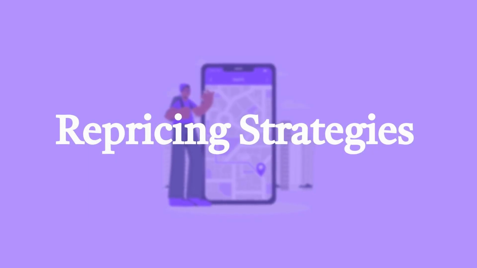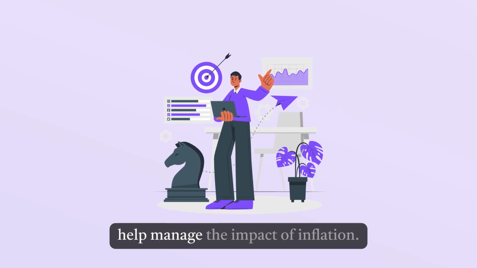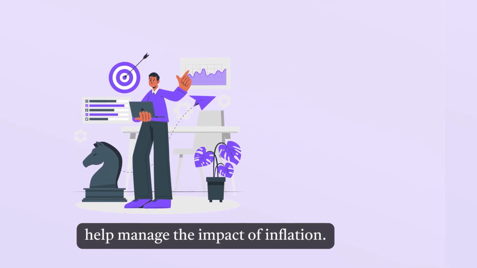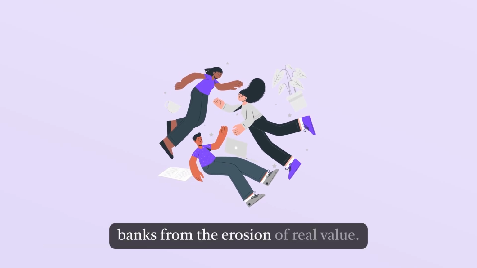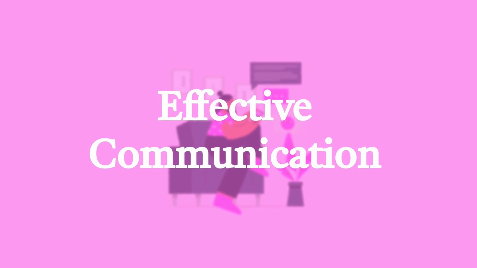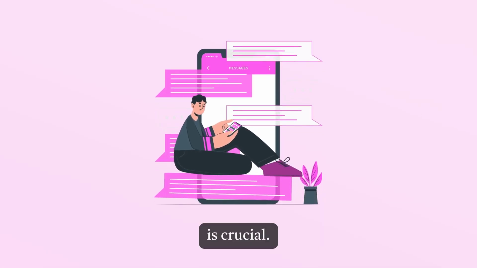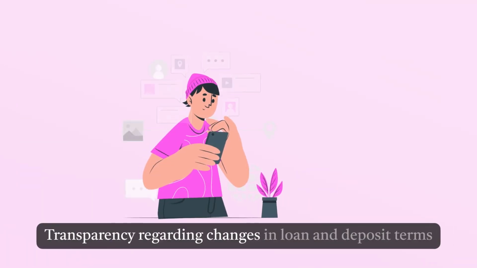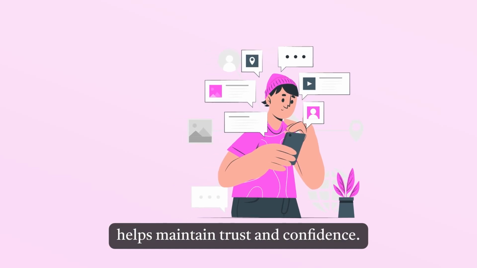Repricing strategies. Adjusting pricing strategies for loans and deposits can help manage the impact of inflation. Introducing or modifying floating rate loans can protect banks from the erosion of real value. Effective communication. Clear and accurate communication with regulators and customers is crucial. Transparency regarding changes in loan and deposit terms helps maintain trust and confidence.